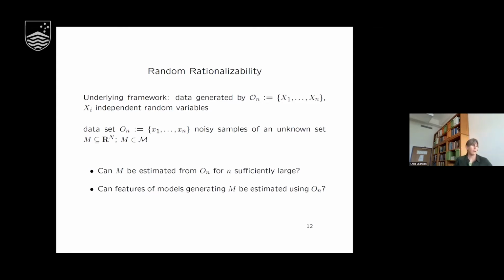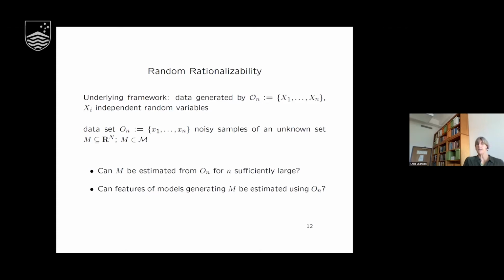So in the background, the idea is that what we actually observe are noisy samples, in some sense, from an unknown model, from an unknown set, maybe in Rn. So from one of the models that our theory might generate. Then there are the two broad questions that the results I'm going to talk about today are trying to address.